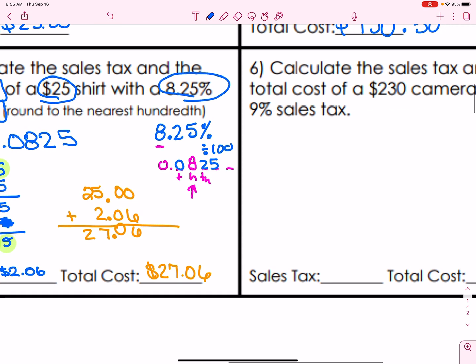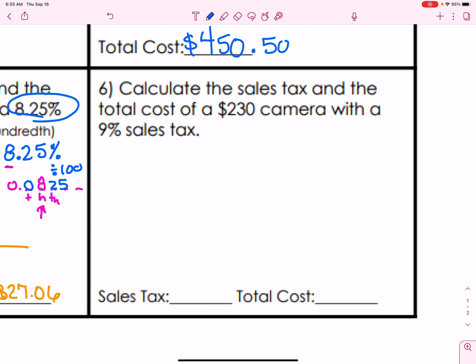Let's look at question 6. Calculate the sales tax and the total cost of a $230 camera with a 9% sales tax. So let's change that percent to a decimal. 9%. This is our hundredths place. So we have tenths, hundredths. So 9 is going in the hundredths. Or we could say 9 divided by 100. So we have 0.09 as our tax rate.